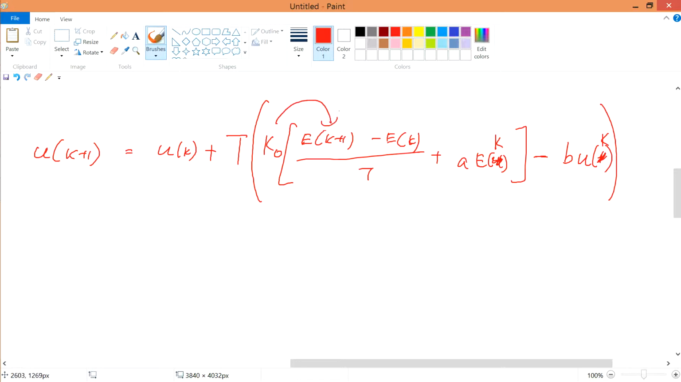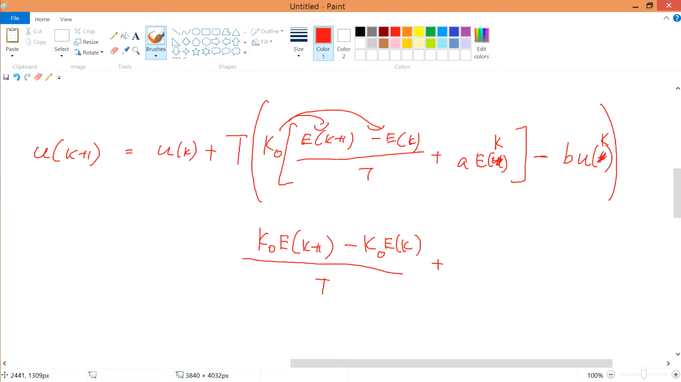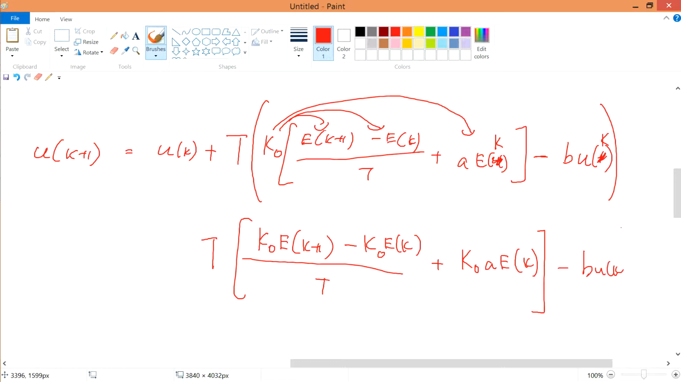So I'll just multiply the k naught into here and here first. At least it's easier for you to see. When I'm multiplying k naught over here, what I will have is k naught e k plus 1 minus k naught ek, divided by t, plus, now multiplying k naught into this term, k naught a k, and then bracket t minus buk, bracket plus uk.